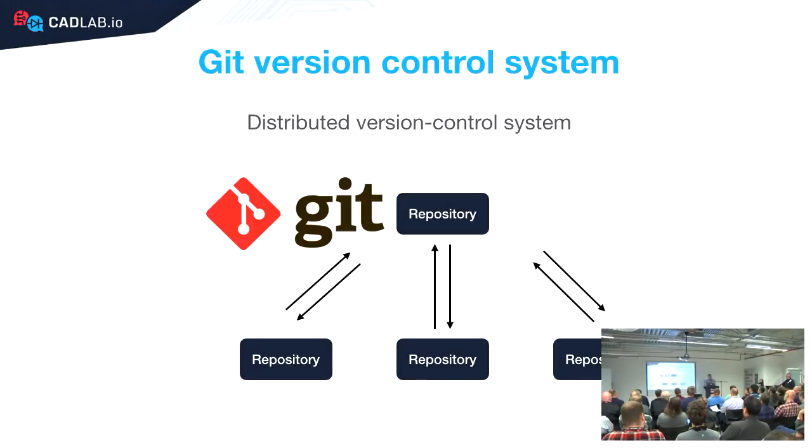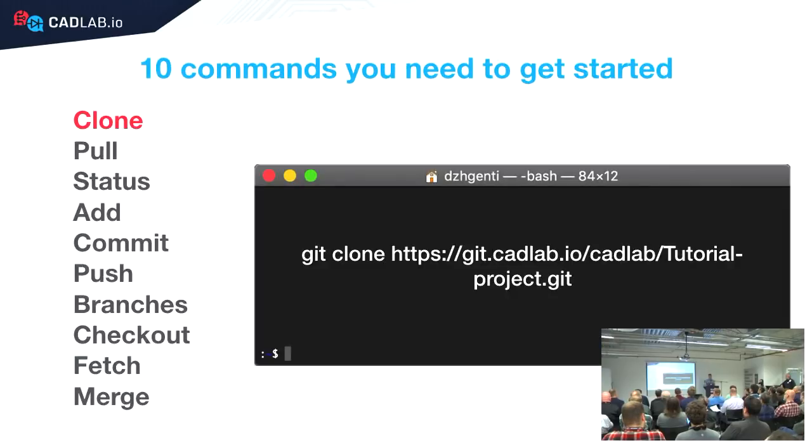Now let's run quickly through the 10 commands you need to know. I will just quickly go through them and explain what each command does. It's really, really easy. So first command is called git clone. You execute these commands in the command line, but you also can use one of the GUI clients available. There are tons of options, and we're actually also building our own desktop client for CAD optimized tasks.